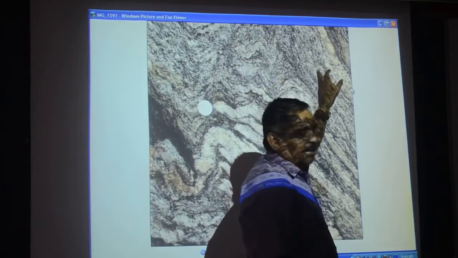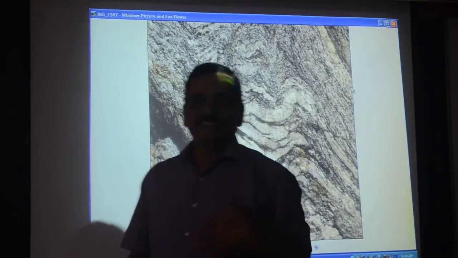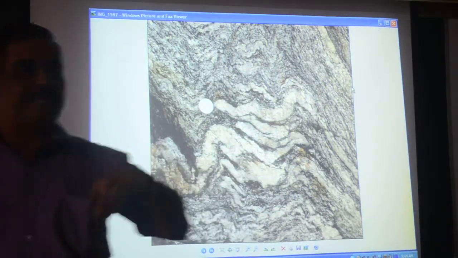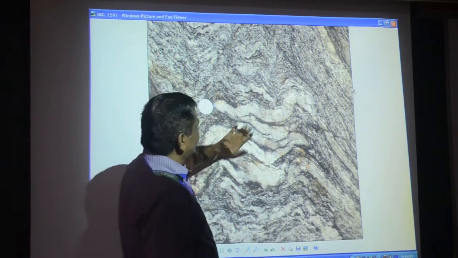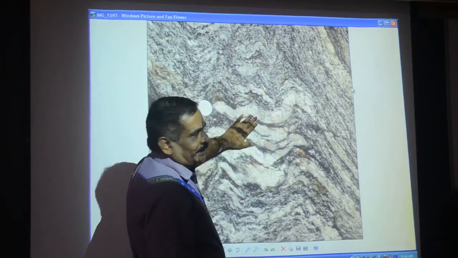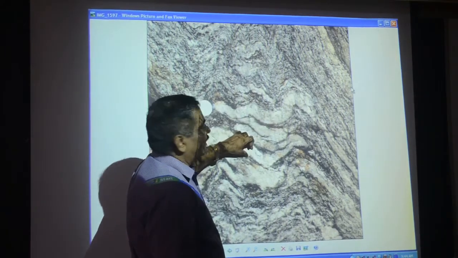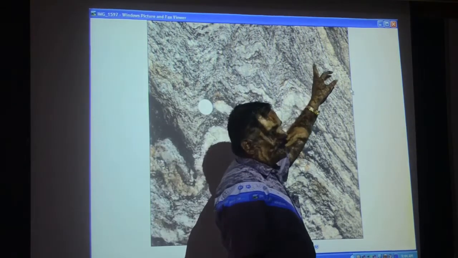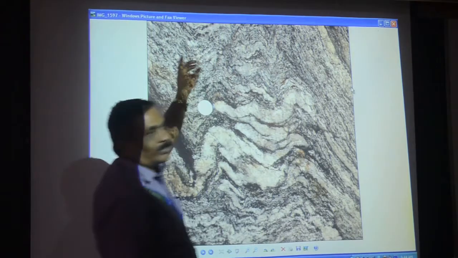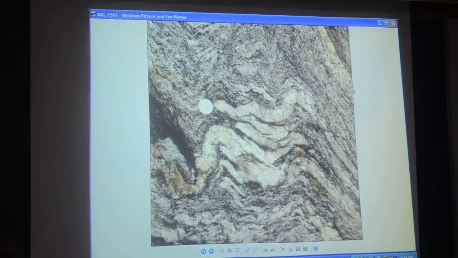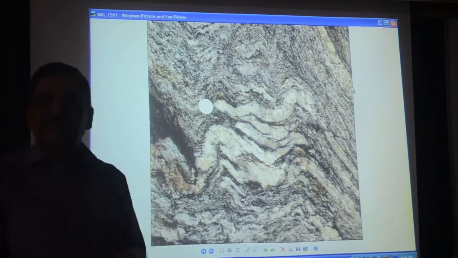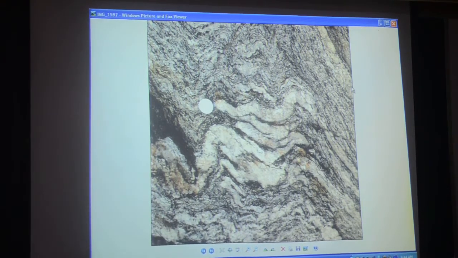Because these layers will help you to break the rock, isn't it? These layers will help you to break the rocks. Here if you break, the layers are not so close spaced. Thick layer, thick layer, thick layer. Here the rock will break very easily. Understood? If that is the case, I ask you, along which surface does it break? Along which surface does the rock break?